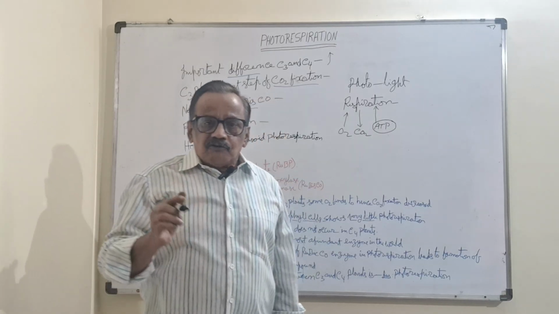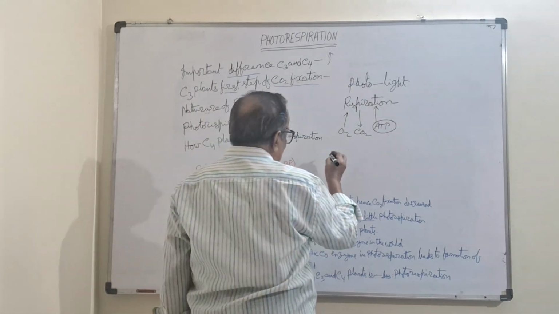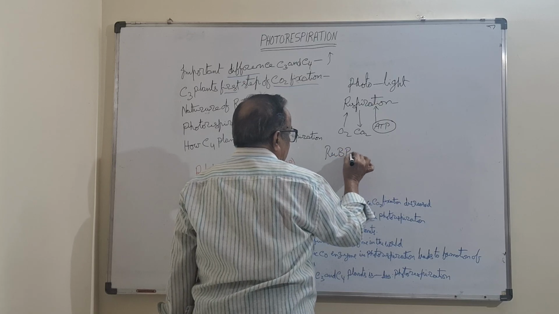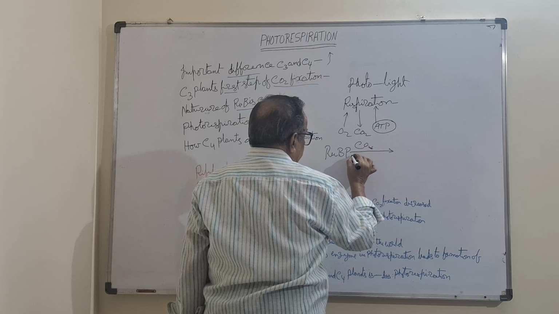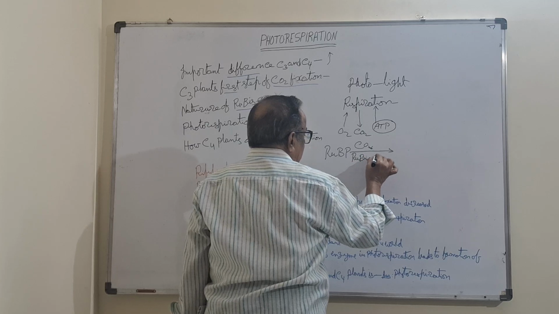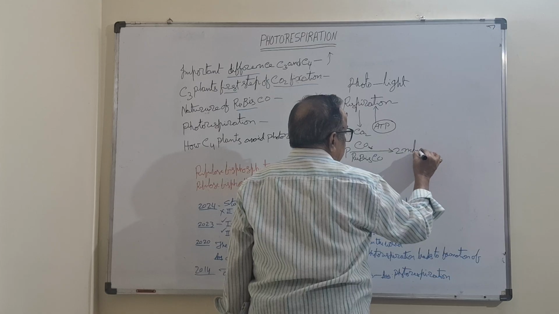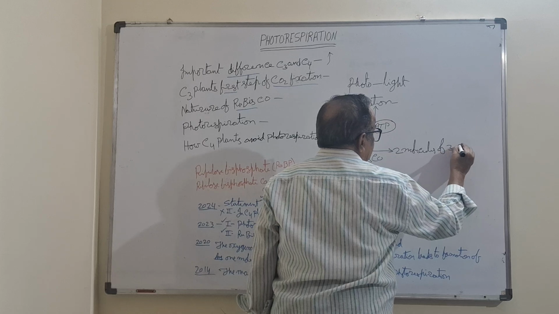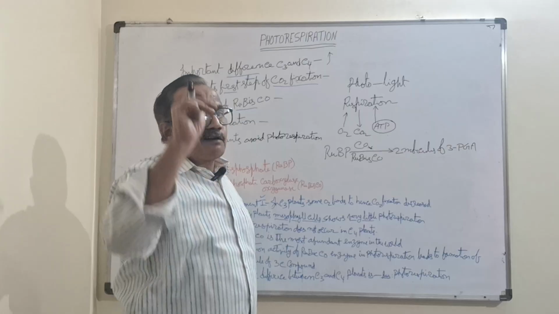Now, in C3 plants, the first step of carbon dioxide fixation is the Calvin cycle. In that, RuBP takes carbon dioxide in the presence of the RuBisCO enzyme and forms two molecules of 3-phosphoglyceric acid. All of you know that this happens in the first carboxylation of the Calvin cycle.